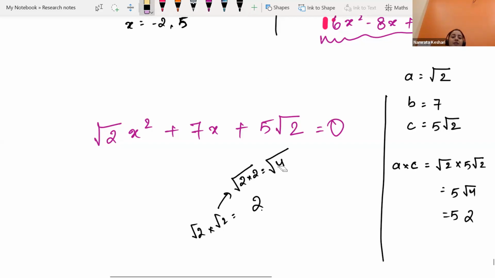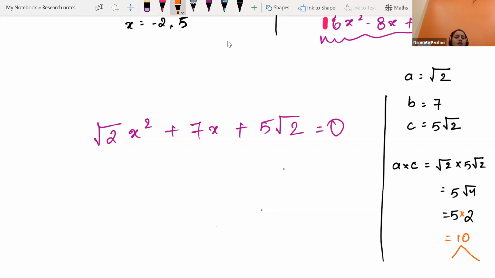Maybe we don't even have to do the multiplication here; we will just notice that 2 and 2 are a pair, so one 2 we can take out. Root 2 into root 2 is just 2. Now 5 into 2 is 10. 10 we are getting after doing the multiplication of A with C.